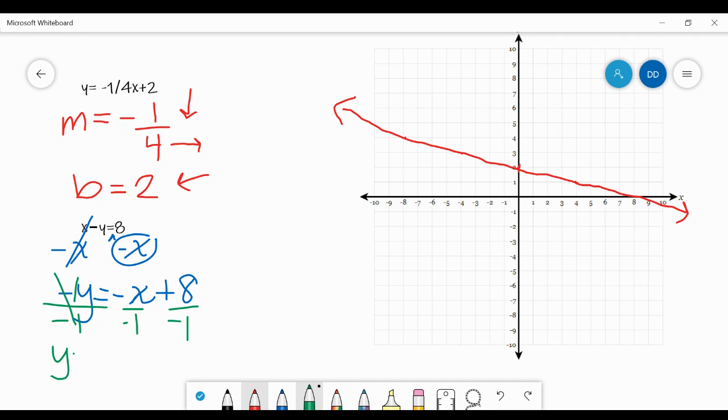You get y equals negative divided by negative is a positive x. Positive divided by negative is a -8. If you want, put that 1 in front, put it over 1. So we know that the slope here is 1 over 1, and the y-intercept is -8. So I'm going to put a point at -8. This one I'm going to do in blue. And up 1 over 1 for as long as you can go.